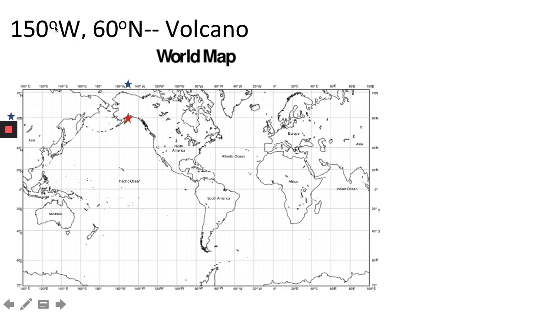So for 150 degrees west, we look over here, this is 0, this is your prime meridian, and we're going to move west. So we have 20, 40, 60, 80, 100, 120, 140, and then 160 degrees west. So 150 is going to be right in between 140 and 160, so that's why my blue star is there. For 60 degrees north, we find our equator here at 0, and we're going to move north, 20, 40, 60, and there's my blue star. So in order to plot those 2 points, you're going to see where do the blue stars meet. And right here with my red star, we can see that there is a volcano somewhere in Alaska.